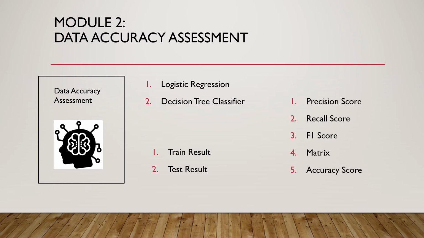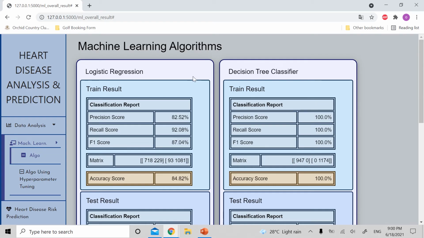For these, we are using the precision score, recall score, F1 score metric, and accuracy score. When the accuracy rate for the dataset is above 75%, we can consider the dataset clean and it should be accurate for prediction purposes. This is the machine learning algorithm page.